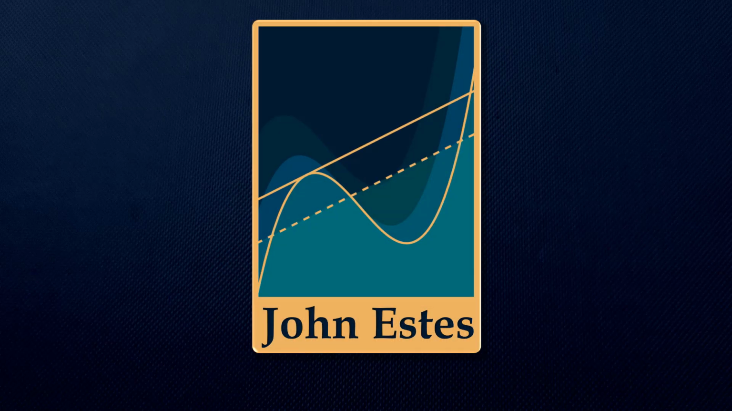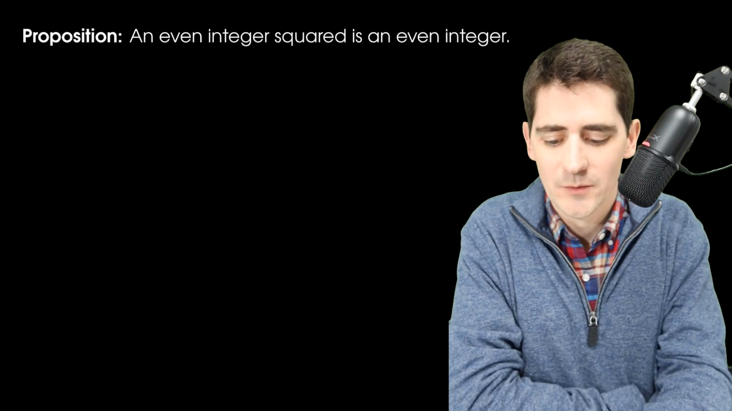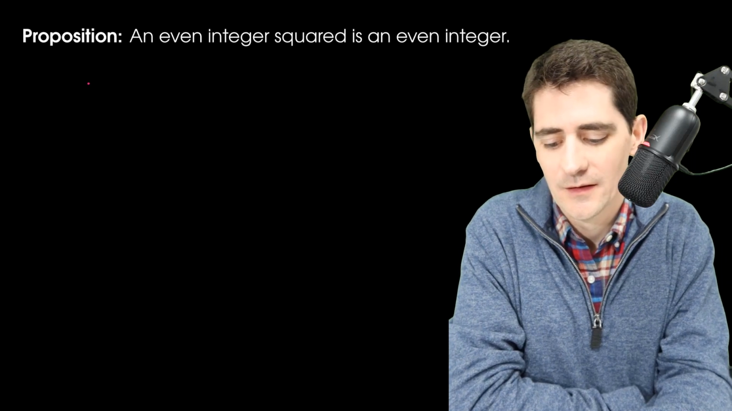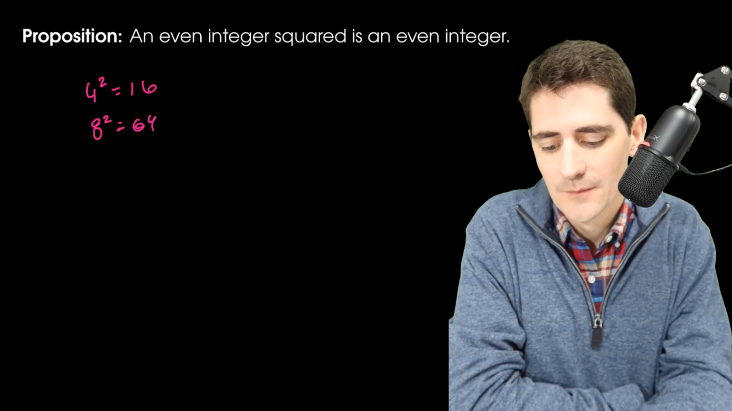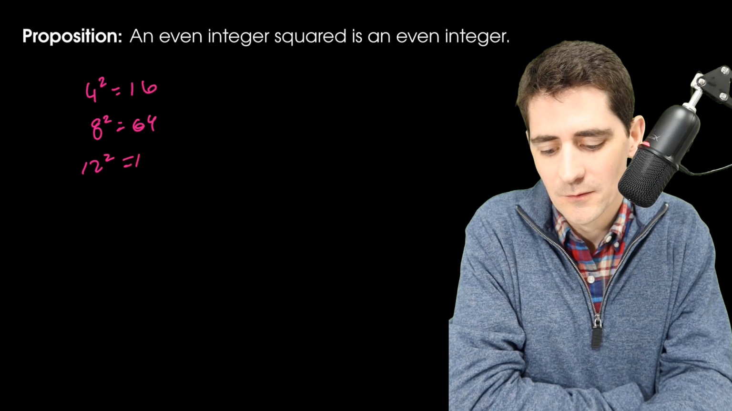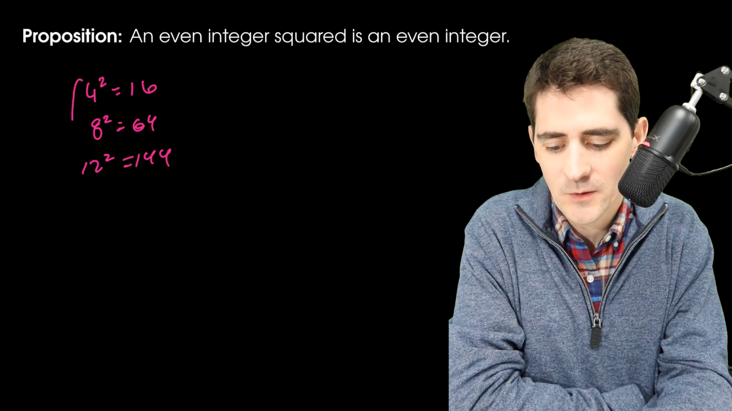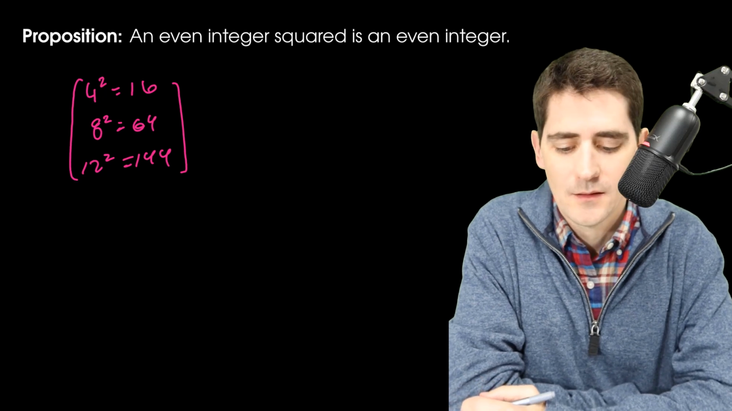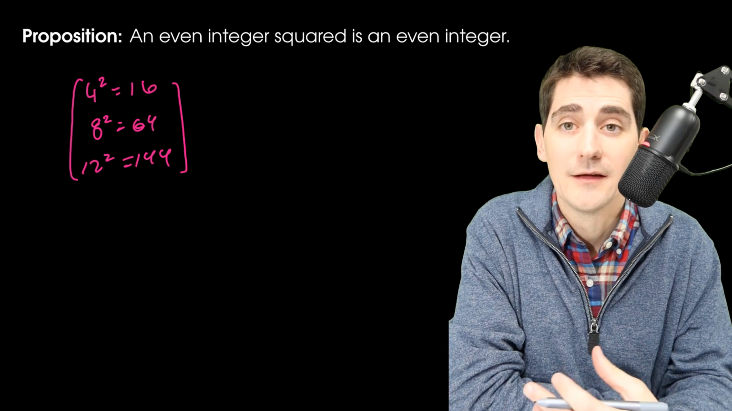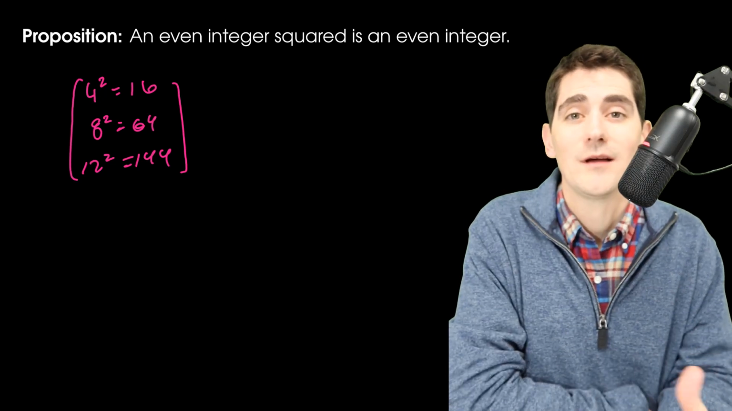Let's get started. Let's say that we're playing around with some numbers and we say something like this. If I take 4 squared, I get 16. And if I get 8 squared, I get 64. And 12 squared is 144. And what I notice is that every time I square an even number, I end up with an even number. And so I make an observation that anytime I square an even, I get an even.